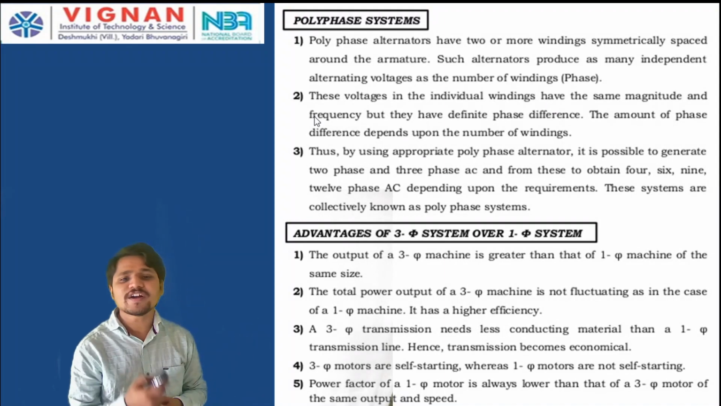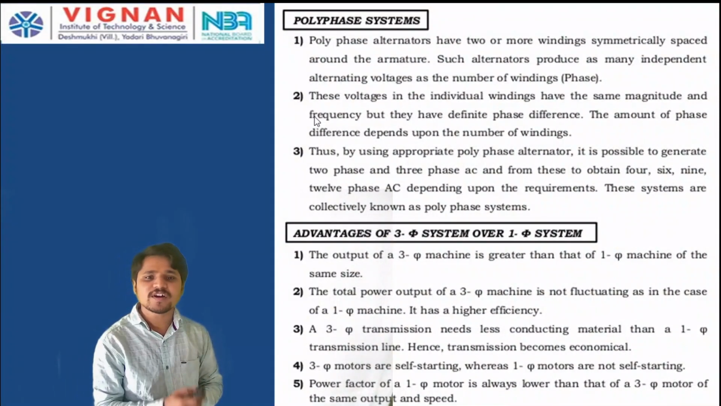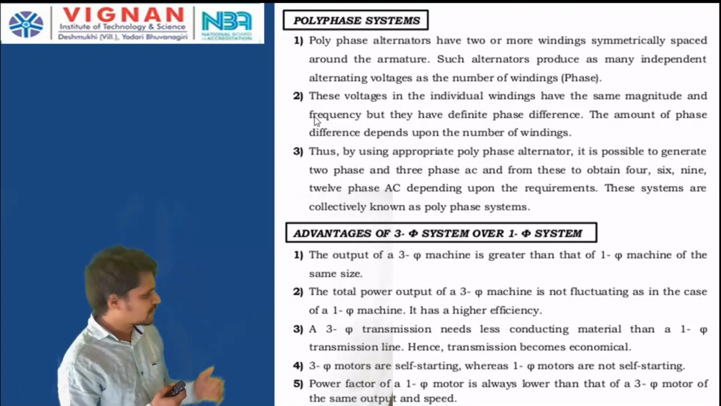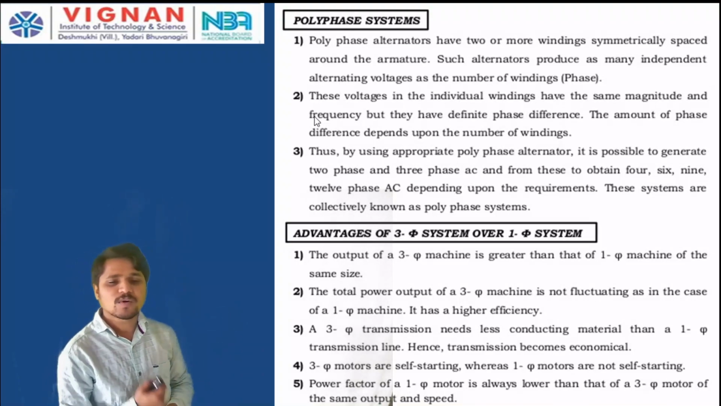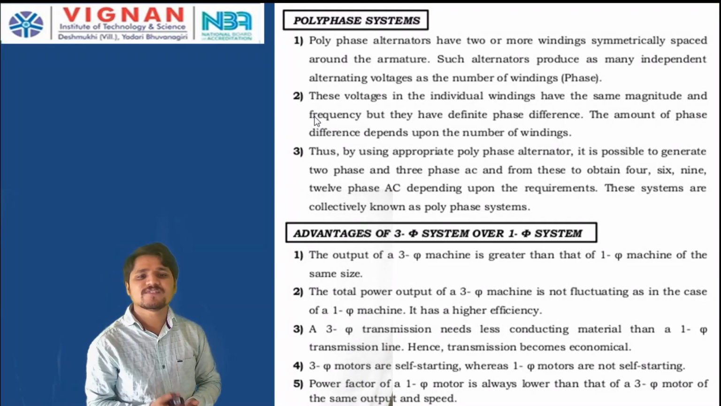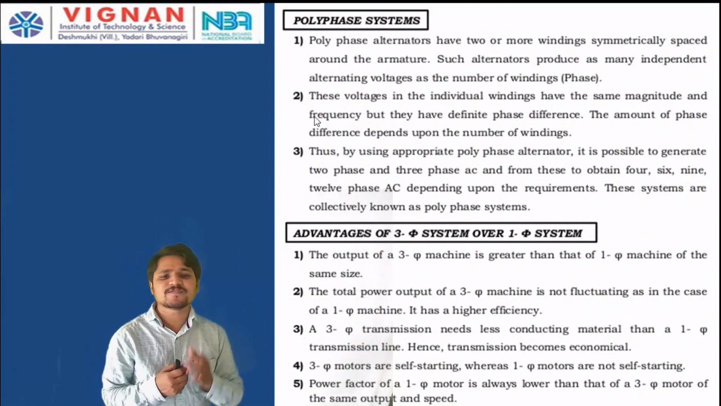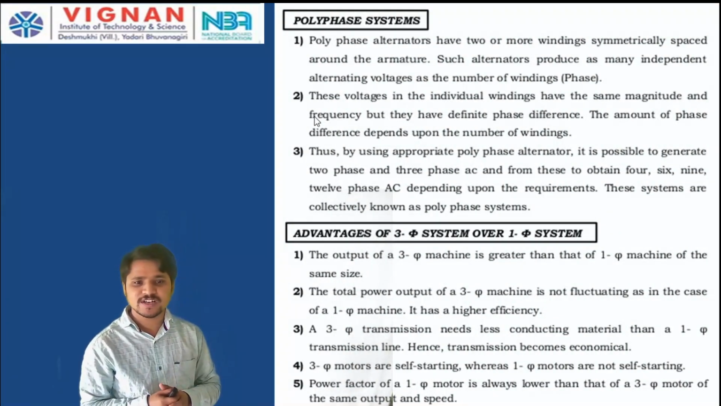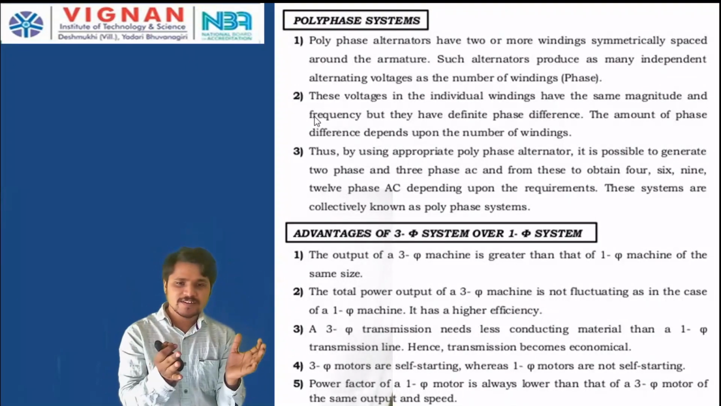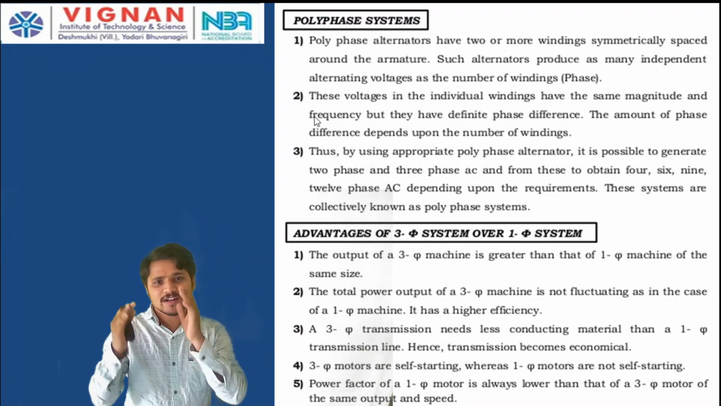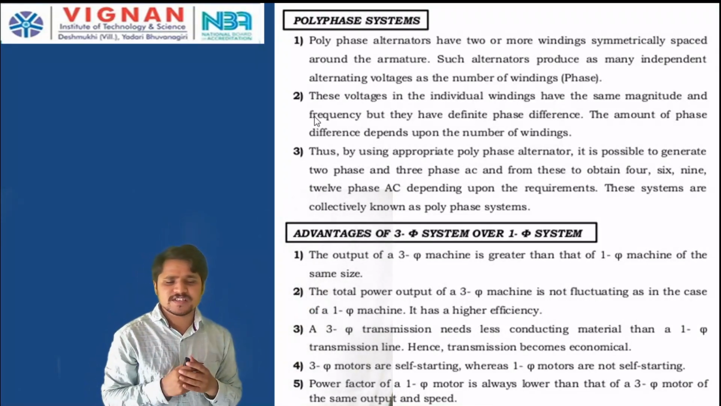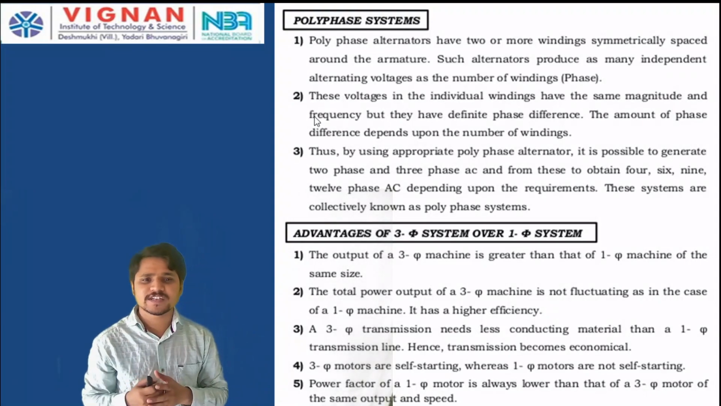Now, what are the advantages of this three-phase system? Especially in polyphase systems, we use mostly the three-phase system because it has more advantages compared to any n-phase system. But here we will talk about the advantages of three-phase system over single-phase system. First, the output of a three-phase machine is greater than the single-phase machine of the same size. Take one single-phase machine on one side and a three-phase machine on the other side of the same size. The output of the three-phase machine is more compared to the single-phase system.